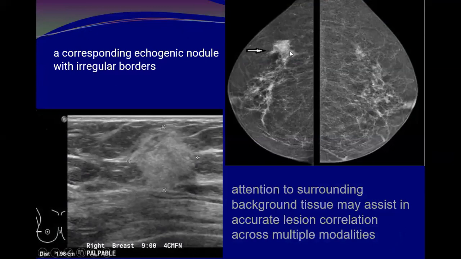So in these examples here, look at the lesions. More or less the morphology is irregular and size-wise they are comparable, and the surrounding fatty tissue is the same on ultrasound.